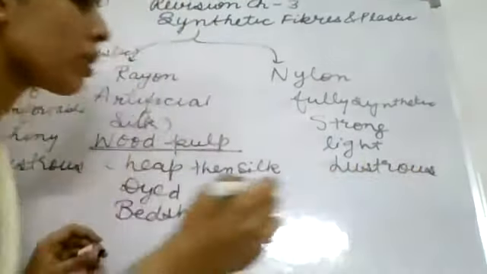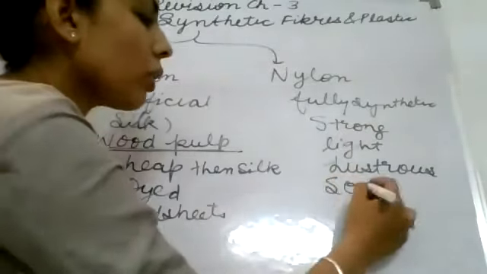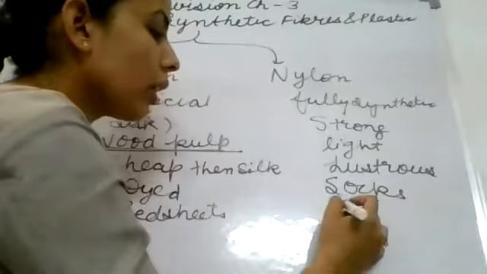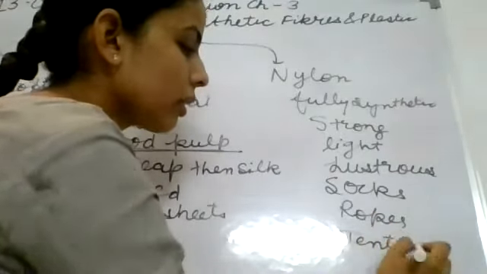It is the most popular synthetic fiber at the time of 1931 when it was introduced. So many people liked this fiber at that time, and it is used for making socks, ropes and tents. Clear?